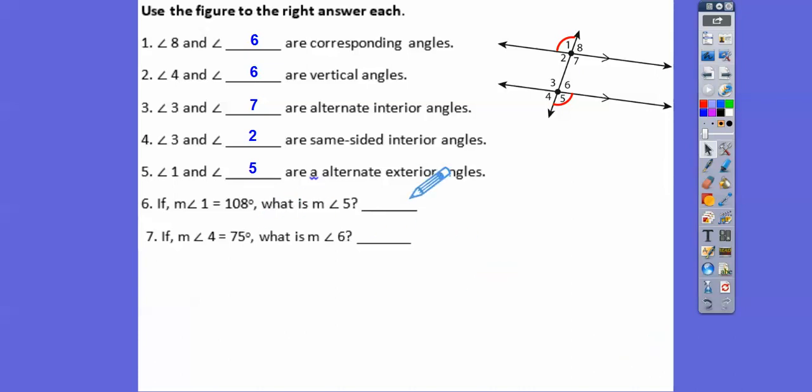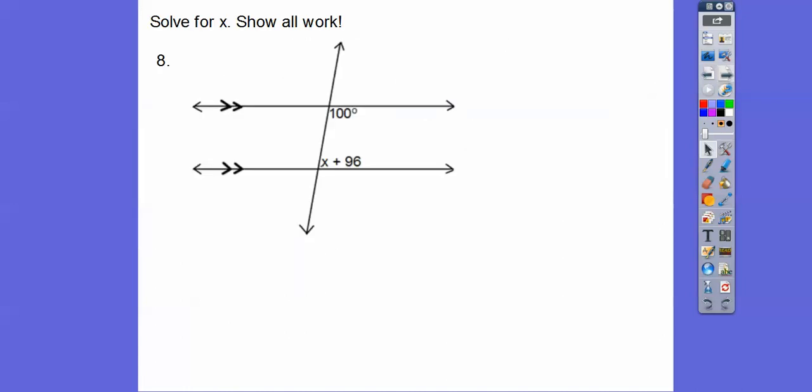If 1 equals 108, here's 1 right here. What's 5? Well, since these lines are parallel with these arrows right here, these alternate exterior angles are congruent. So 5 is also 108 right there. Now it says 4 equals 75. So I'll put a 75 right there. What's 6? These are vertical angles, so those guys are congruent to each other. All right, so here we're solving for x.